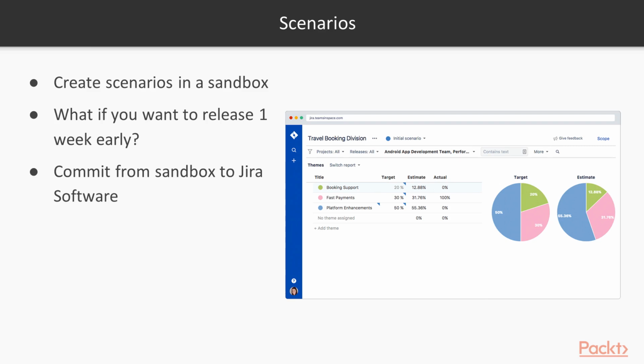And when you are actually satisfied with your scenario, let us say you add one more resource, or maybe you want to ask Portfolio, can I release this particular milestone on a specific date? And when you are 100% sure that this particular plan will work for you, then you can actually commit those changes from the sandbox to your Jira software. So until you commit those changes, you will be able to compare the scenarios and plan your activities.